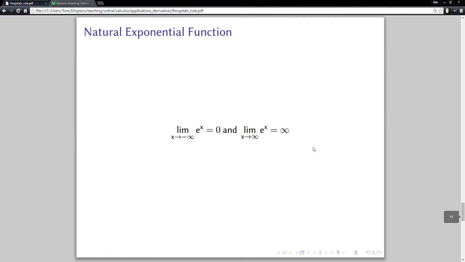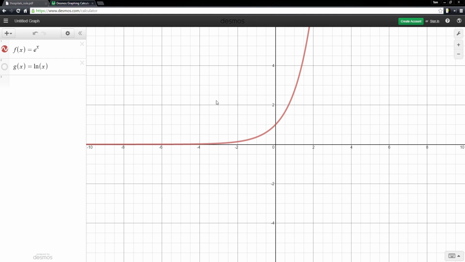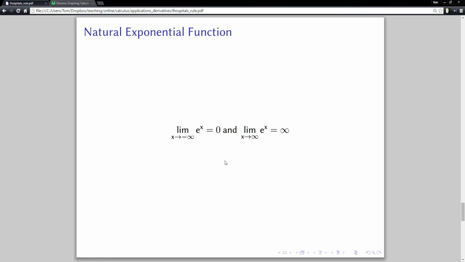The natural exponential function e to the x: the limit as x goes to negative infinity of e to the x is 0, and the limit as x goes to positive infinity of e to the x is positive infinity. Take a look at the graph of e to the x and you can see that. As I go off to negative infinity, the graph gets closer and closer to the x-axis, so that limit is going to be 0. And as x goes to positive infinity, the graph goes up very quickly, and so it goes off to infinity there. So those are two important limits to remember when you're working these problems.